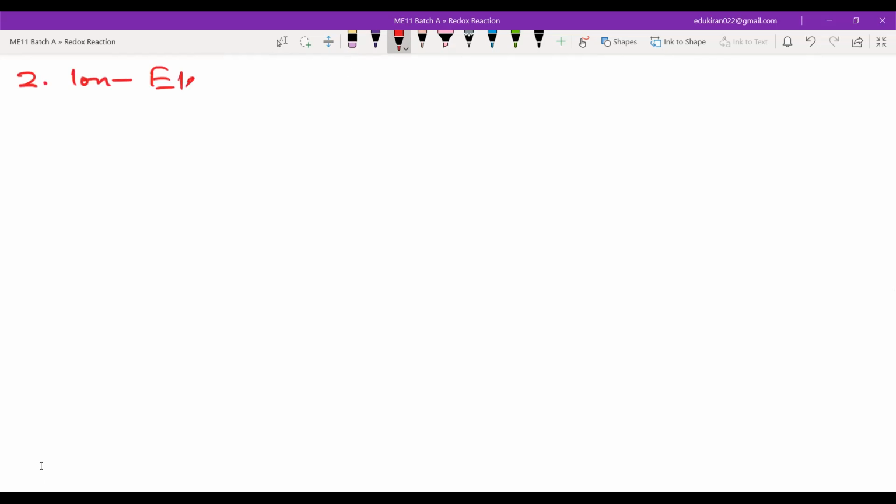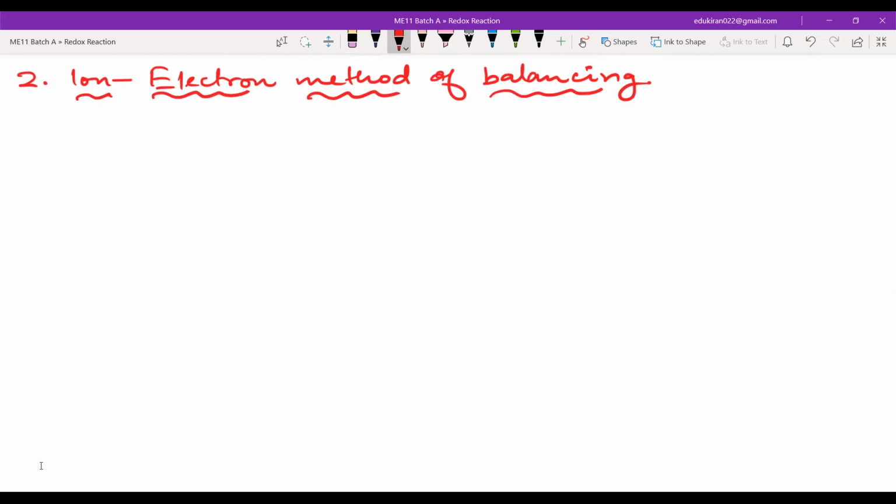So let us take an example. We have to balance the reaction. Let us say Cr2O7 2 negative plus Fe2 positive plus H plus, and this gives you Cr3 positive plus Fe3 positive plus H2O. Done? Write this.